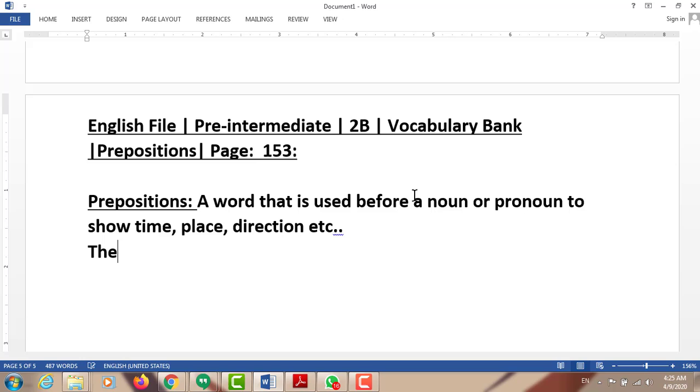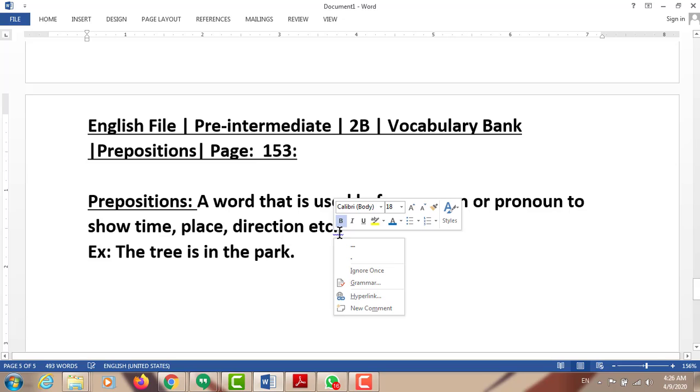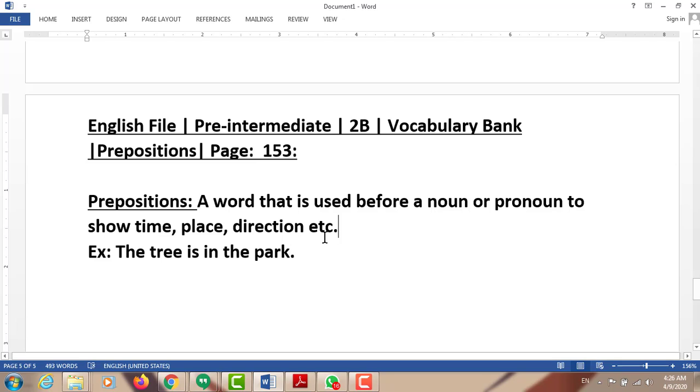For example, the tree is in the park. Look at this one, guys. The tree is in the park. Now, this shows what? This shows place, and it gives you the direction for this place. In is a preposition.